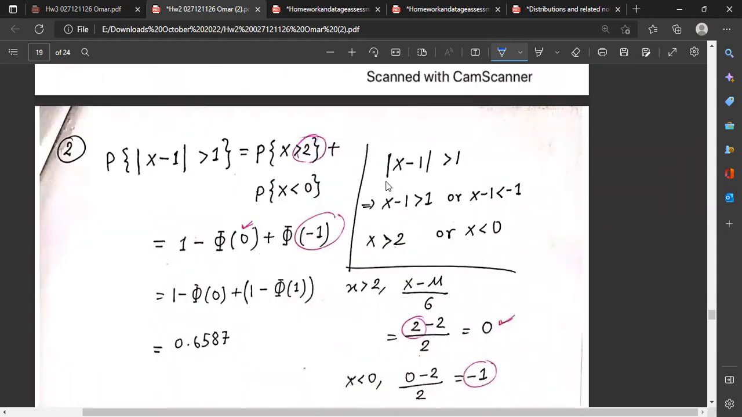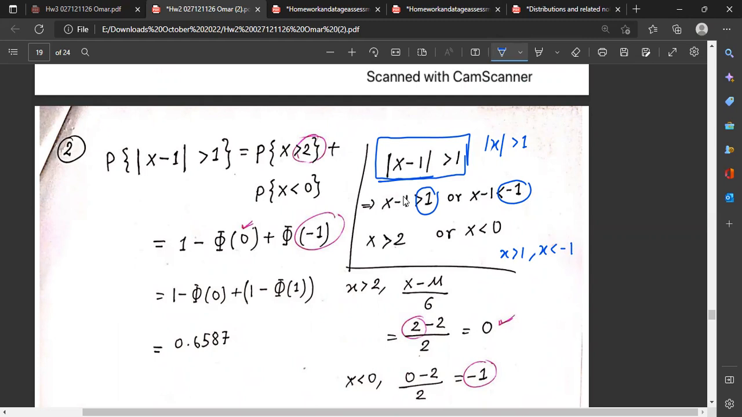So for absolute value of x minus 1 that is greater than 1, we know that for absolute value of x minus 1, it will be greater than 1 or less than minus 1. You know, guys, we learned this in the previous semester. When modulus x is greater than 1, it means x is greater than 1 or x is less than minus 1, right? So here the same way, modulus x minus 1 is greater than 1. That means x minus 1 is greater than 1 or x minus 1 is less than minus 1.